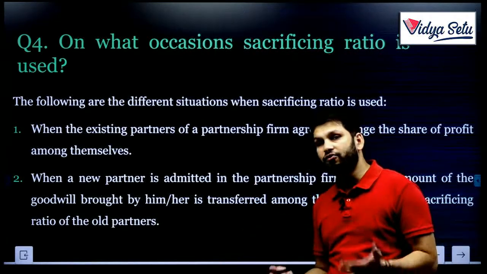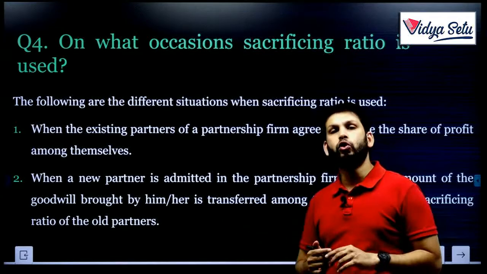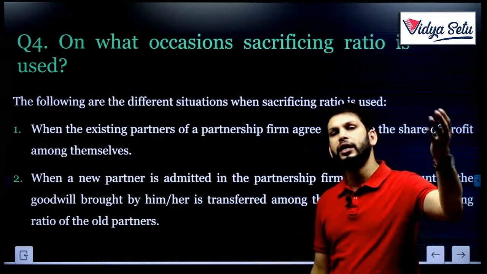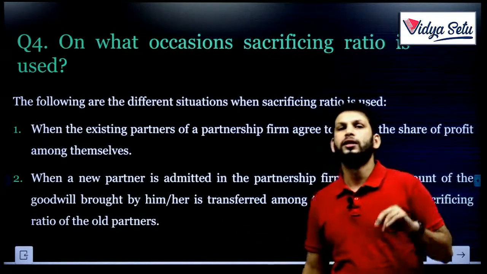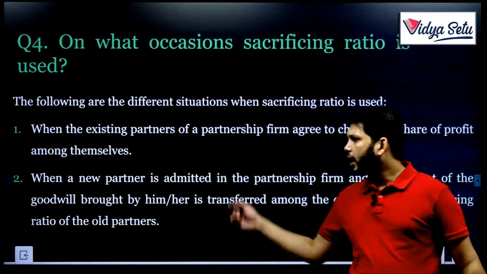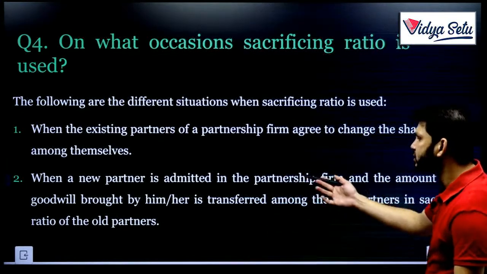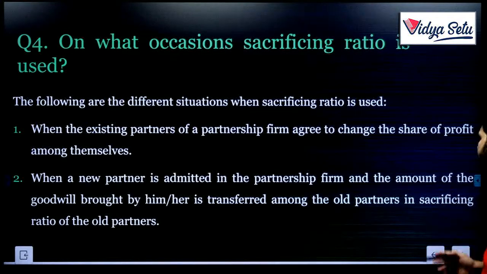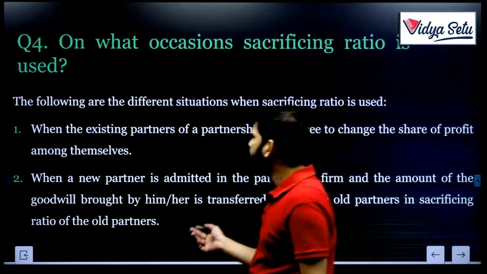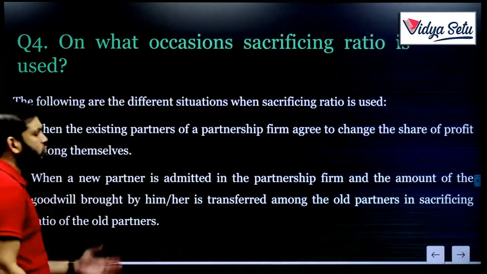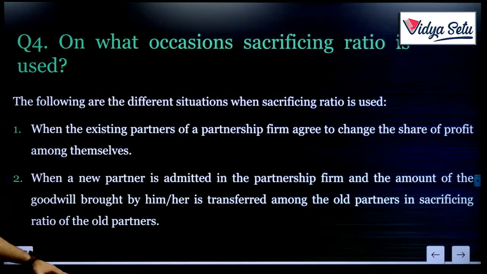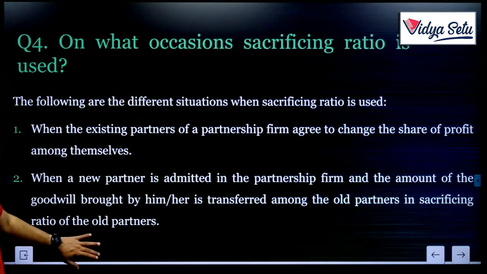Okay, someone will sacrifice. So again, I told you the journal entry will always be gaining partners debit to sacrificing partners. And when a new partner is admitted in the partnership firm, the amount of the goodwill brought in by him or her is transferred among the old partners in the sacrificing ratio of the old partners.